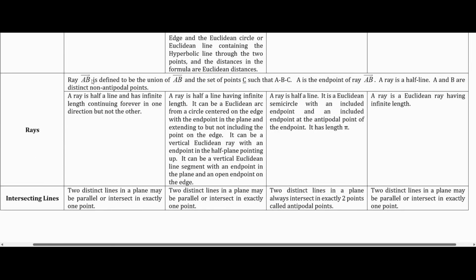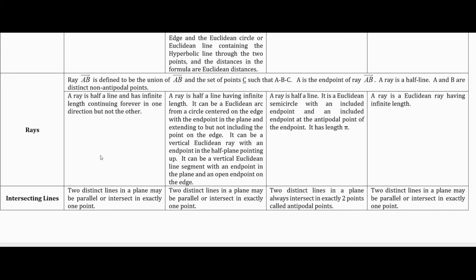Rays. Ray AB, with the arrow over it, is defined to be the union of the line segment AB and the set of points C such that B is between A and C. That's the formal definition in all four geometries. A is the endpoint of the ray. A ray is basically a half line, where A and B are distinct non-antipodal points.